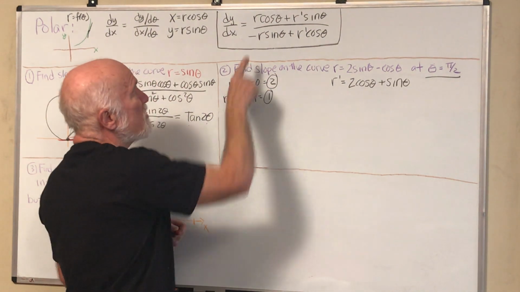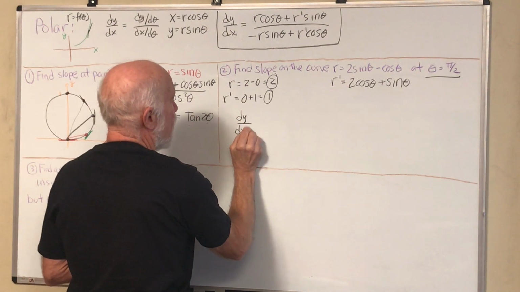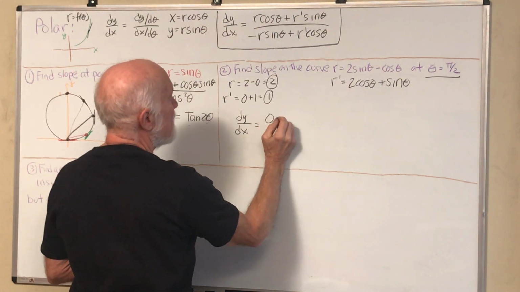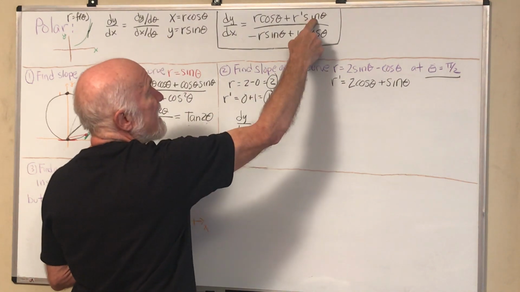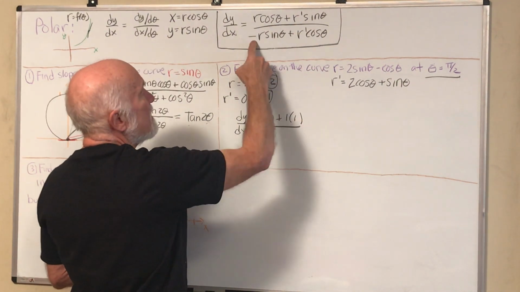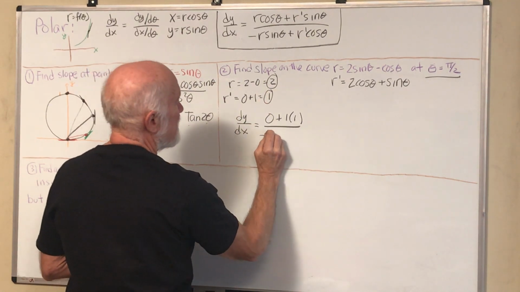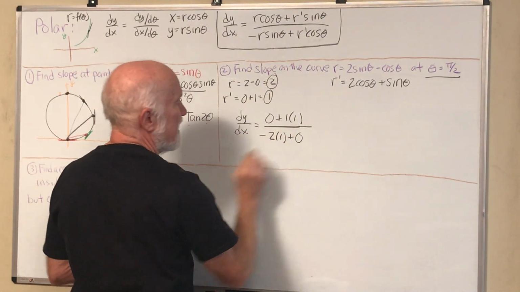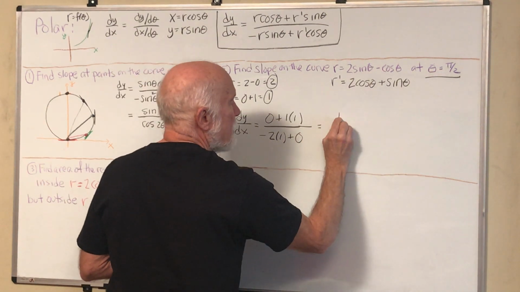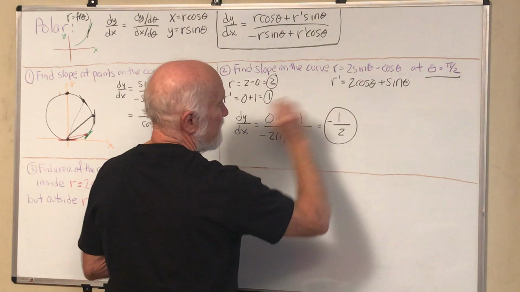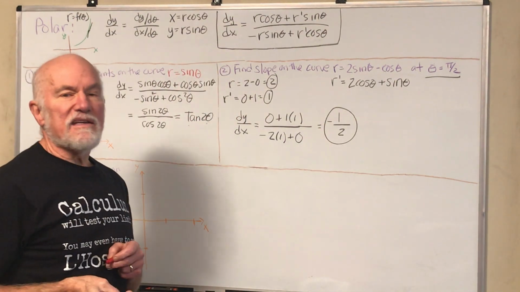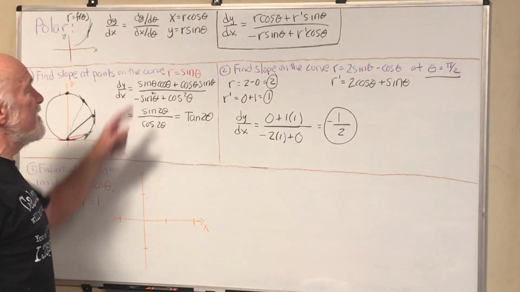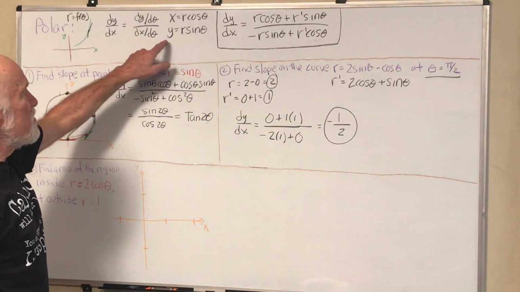So now we can just use those and plug it in to the formula. Well, we're plugging in pi over 2, so the cosine of pi over 2 is 0. R prime is 1, and the sine of pi over 2 is 1. Minus r times the sine of pi over 2, which is 1, plus the cosine of theta, which is going to be 0 again. So altogether, the slope at that point is going to be negative 1/2. So really, slope in polar is not that hard to do once you know the formula. And the formula isn't too hard to derive if you understand how it's being driven.